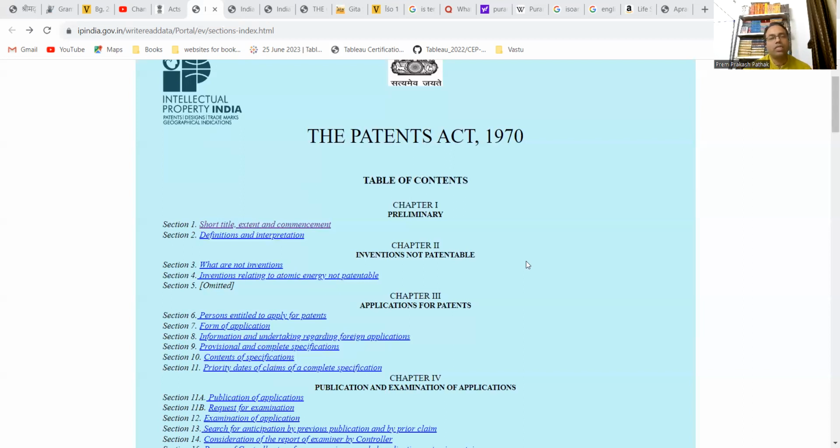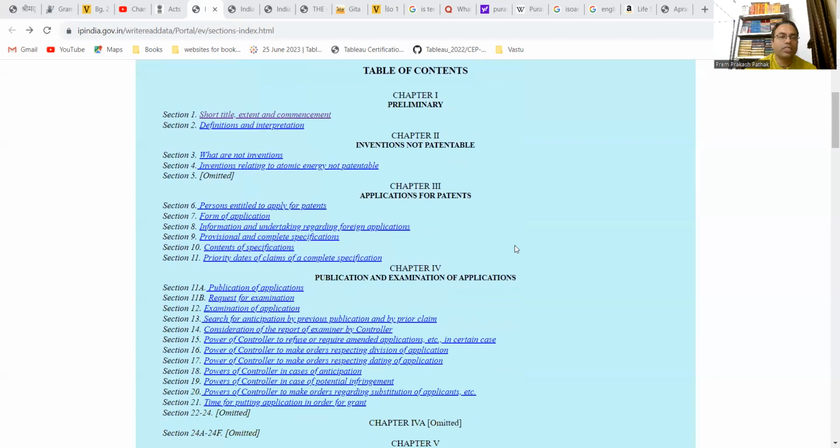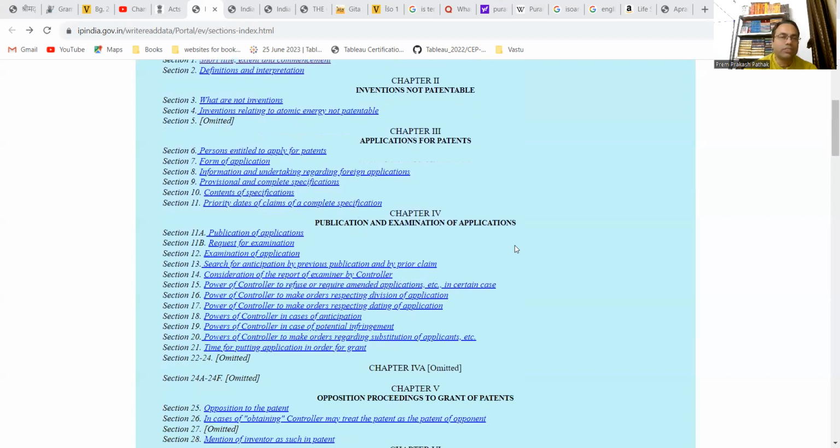So you can start reading the table of contents. Section 1, short title, extent and commencement. Section 2 is definition and interpretation. So this is Chapter 1. And then Section 3 is what are not inventions. Section 4, inventions relating to atomic energy not patentable. Section 6, persons entitled to apply for patents.